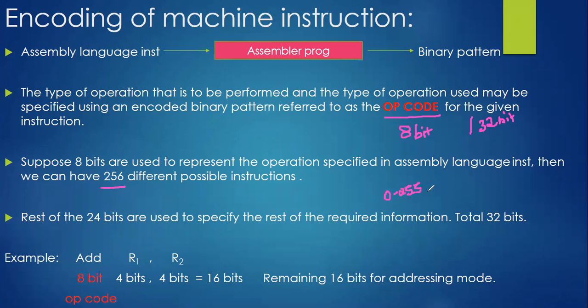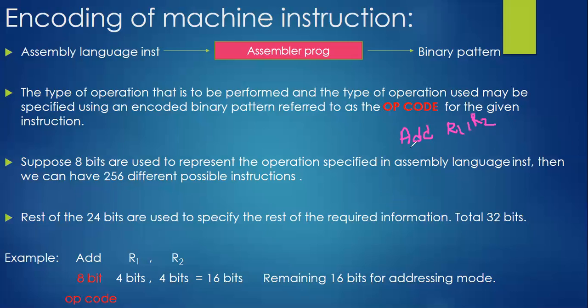0 to 255 is the maximum capacity for accommodating numbers using 8 bits. Remember, if I want to represent numbers from 0 to 255 in binary, I need a minimum of 8 bits. So 8 bits will be allotted for this opcode, which represents the ADD instruction.